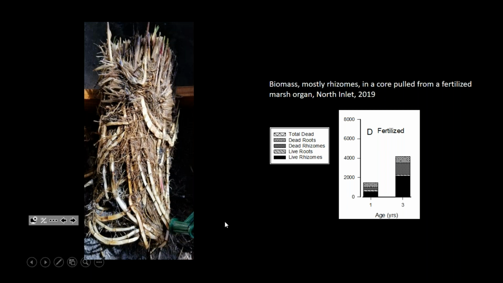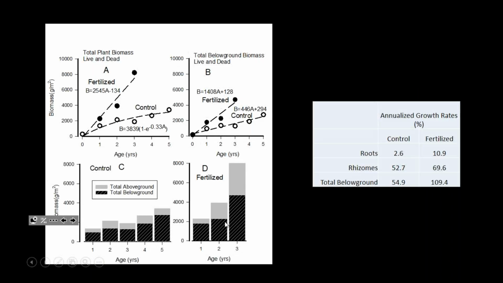Let's see, these are rhizomes. These are fertilized plants after 3 years. These are live rhizomes, dead rhizomes, live roots, and dead roots. So the roots are a pretty small part of the total biomass and the total volume. These are massive. Now, okay, so these are the controls, and these are age 5, age 4, and so on. So we harvest successive pots of these things and then quantify how much is there.